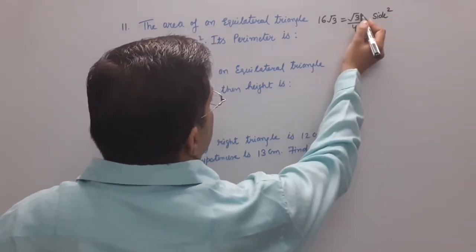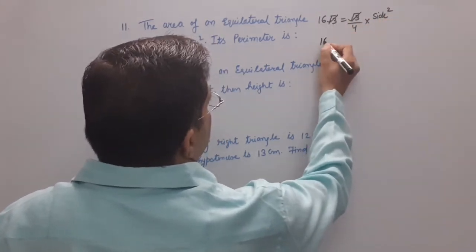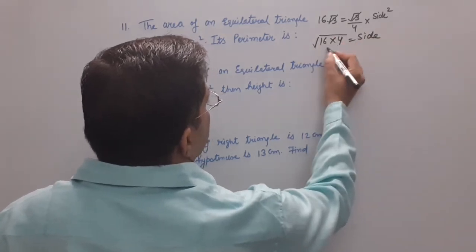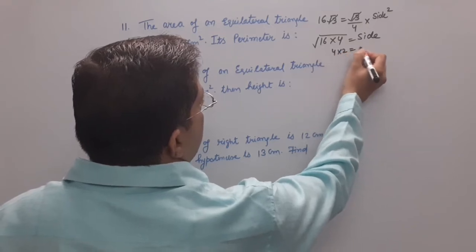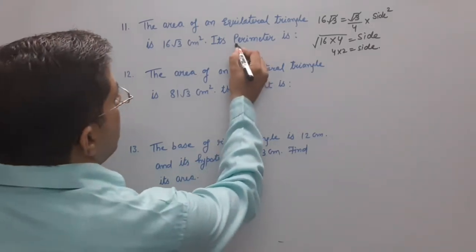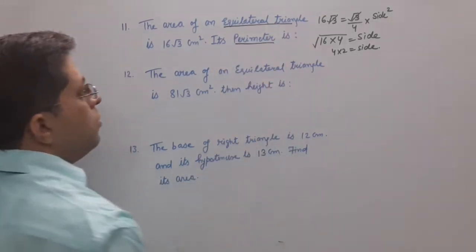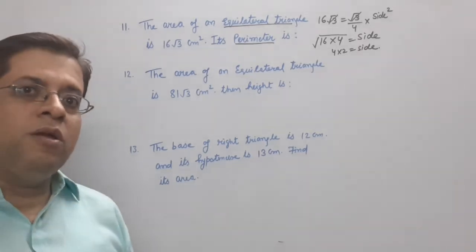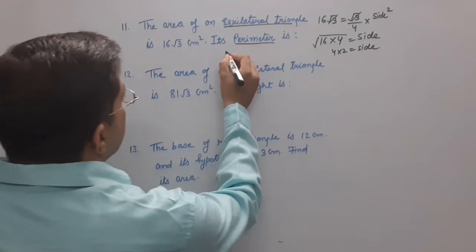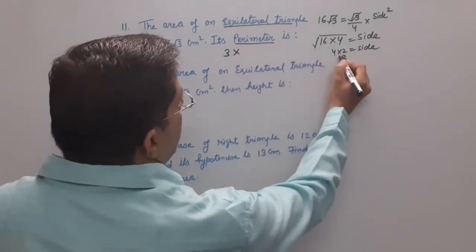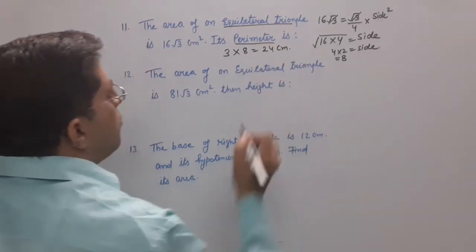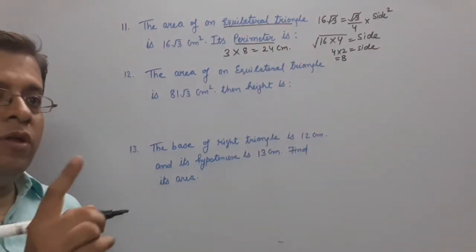Okay. 16 into 4. This is the side squared, so 4 2s are 8. This is the side. But what you have to find? See the word. Word is perimeter. Perimeter of what? Equilateral triangle. What is perimeter of equilateral triangle? That is 3 into side. Okay. 3 into side is what? 8 into 3, that is 24 centimeter. Okay. Come on the next question.